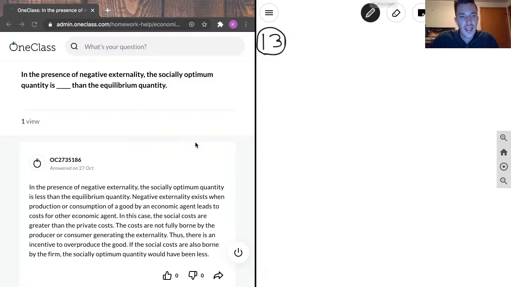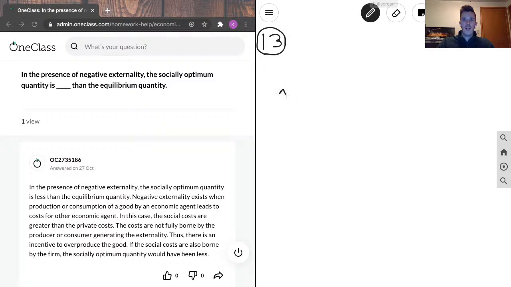Negative externality exists when production or consumption of a good by an economic agent leads to costs for other economic agents. In this case, the social costs are greater than the private costs. The costs are not fully borne by the producer or consumer generating the externality. Thus, there's an incentive to overproduce the good. The social costs are also borne by the firm. The optimum quantity would have been less.